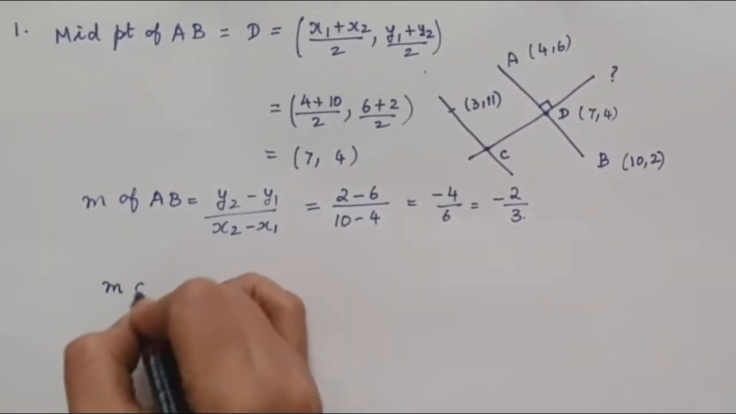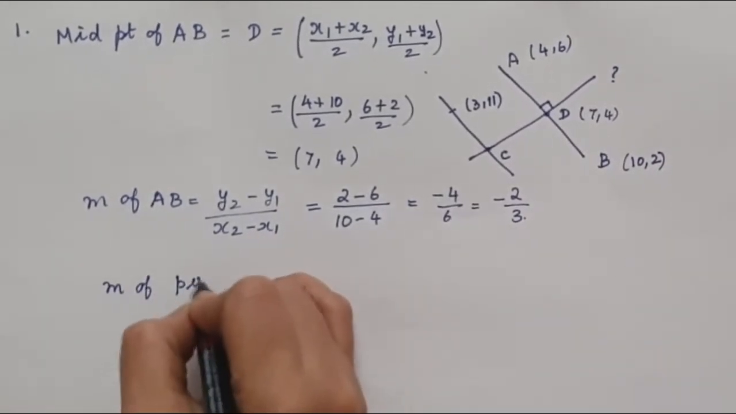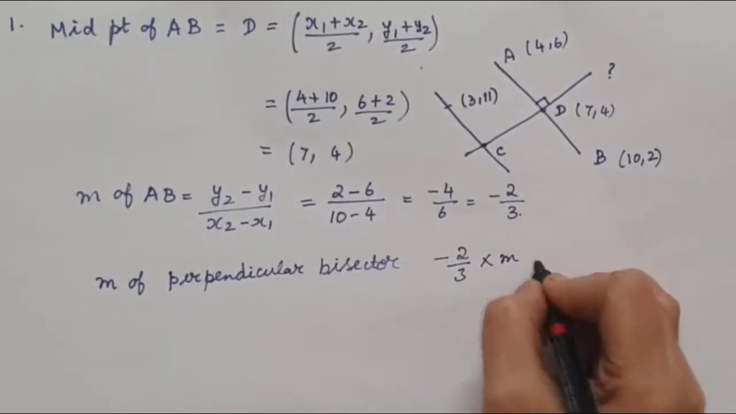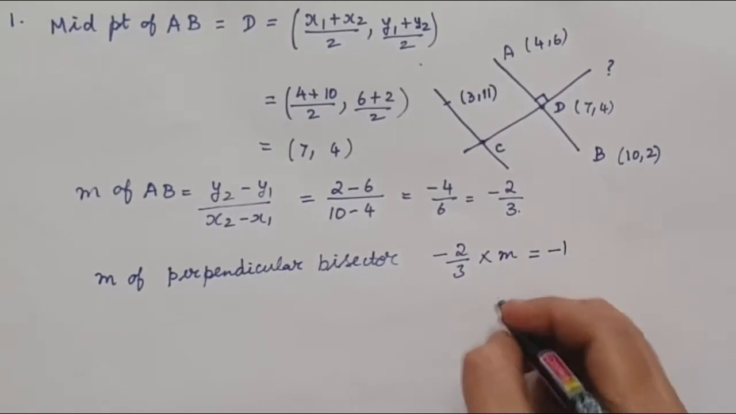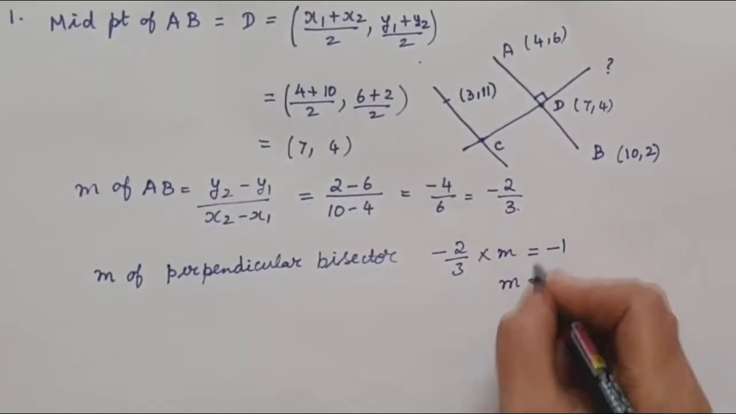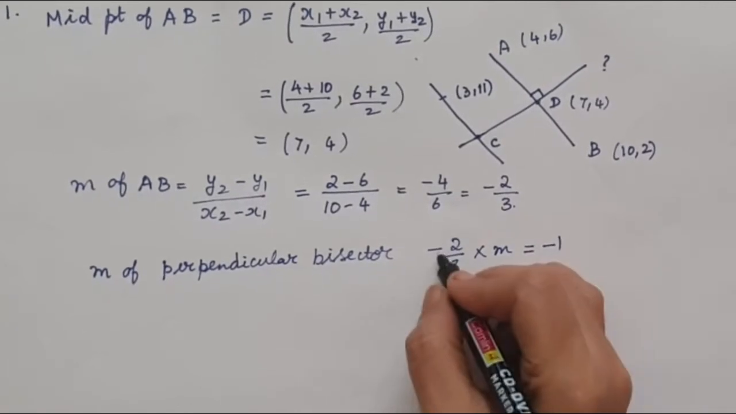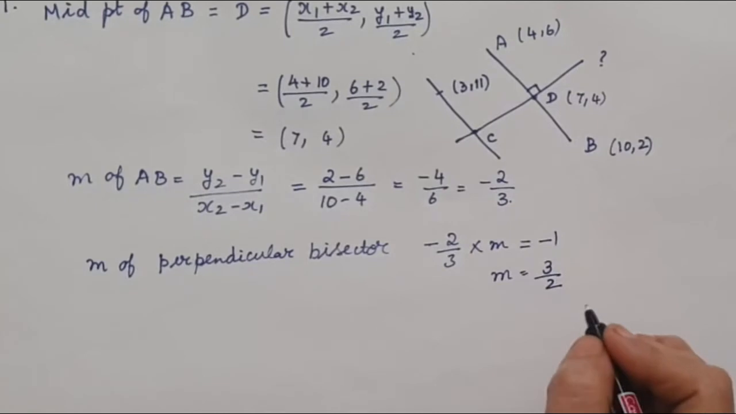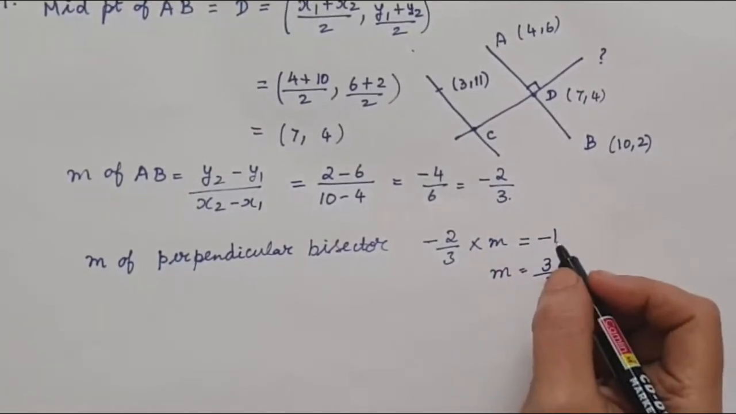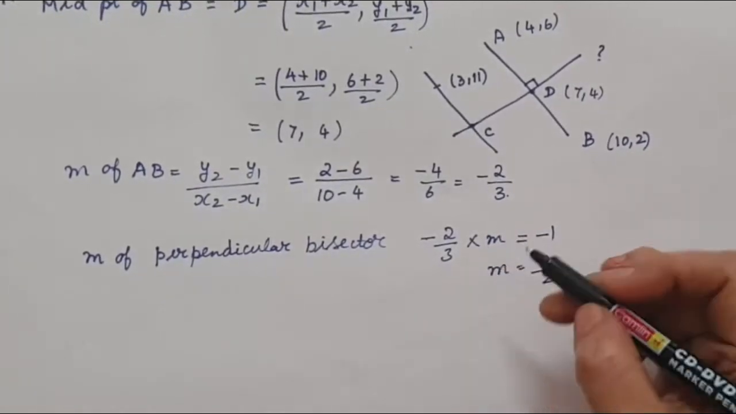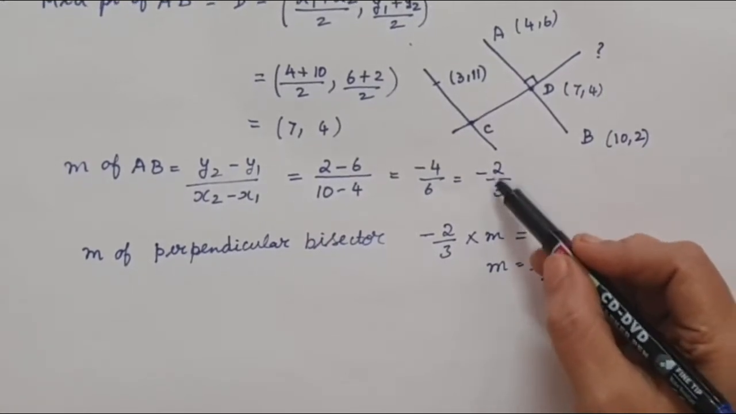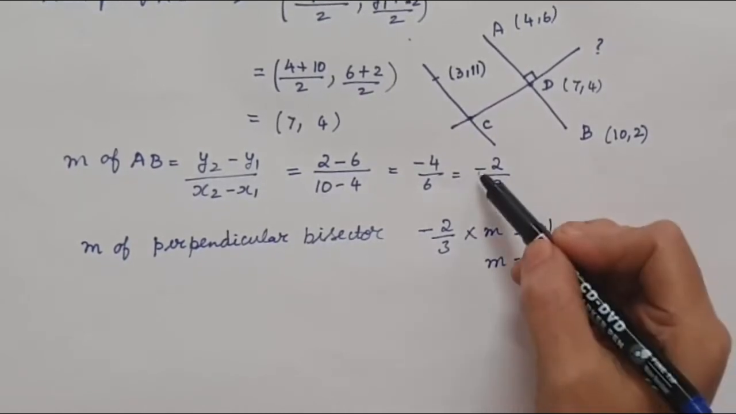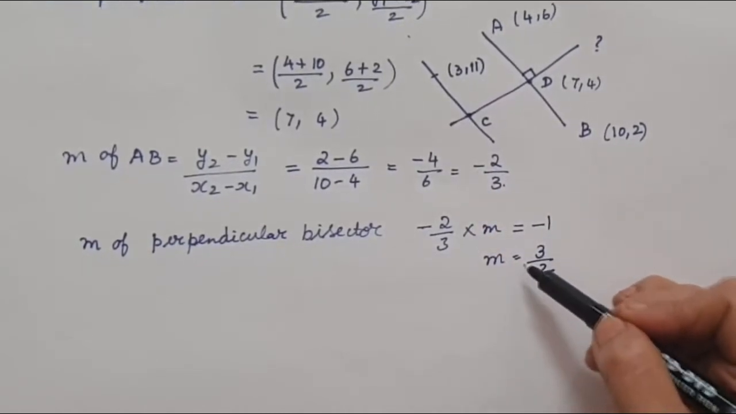So now we know the gradient of AB. We need to find the gradient of the perpendicular bisector. So minus 2 by 3 multiplied by the gradient of the perpendicular bisector has to be minus 1. So m will be equal to, just cross multiply, this 3 goes over here, 2 goes over here, and negative will give us positive. So it is 3 over 2. Instead of doing all this process, a simple way to find the gradient of a perpendicular is just flip it. 2 over 3 is this, so it comes as 3 over 2. If it is negative, you write it as positive. If it is a positive one, you write it as negative.